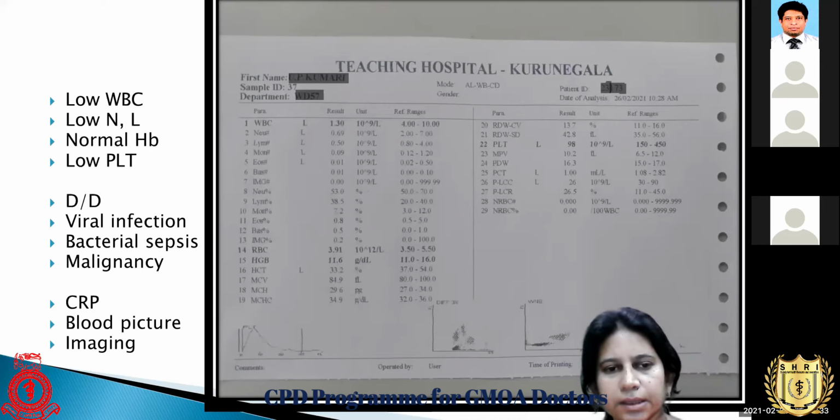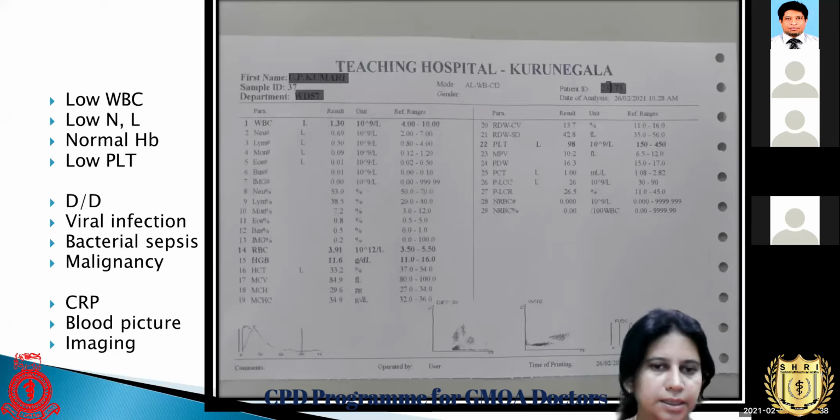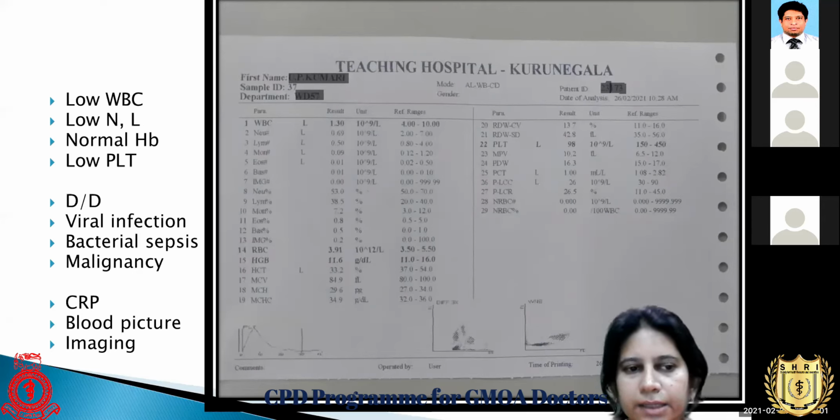WBC 1300, neutrophil 690, and lymphocyte also low. All the cell lines are low with leukopenia and neutropenia. Hemoglobin normal and platelets normal. MPV 10.2. So you assume that the platelet actual count is more than this. And you are dealing with bicytopenia. So what is your differential diagnosis?